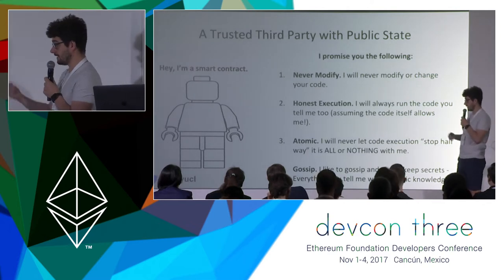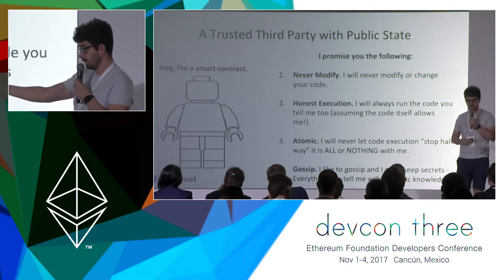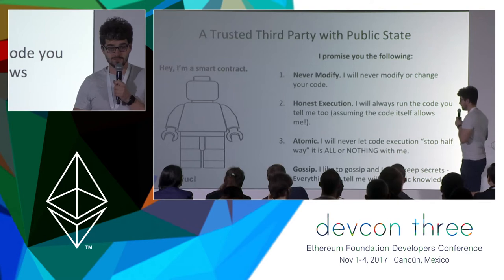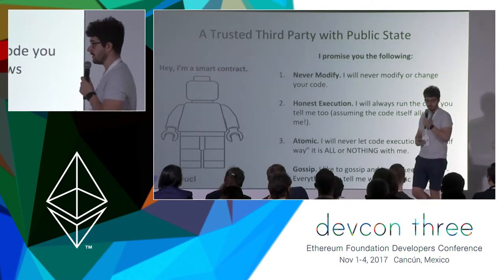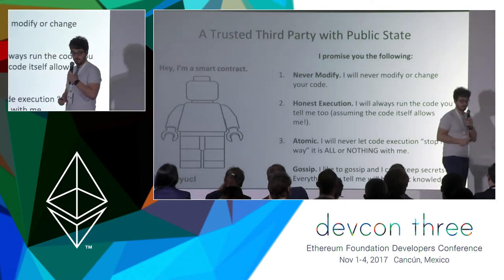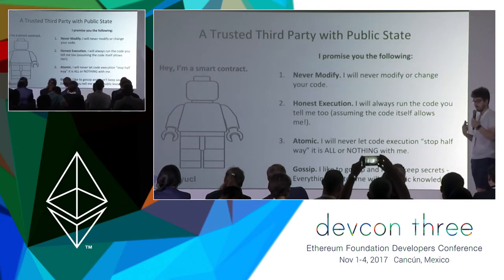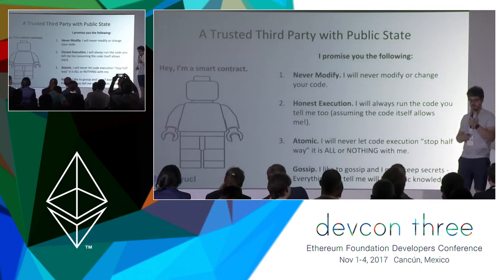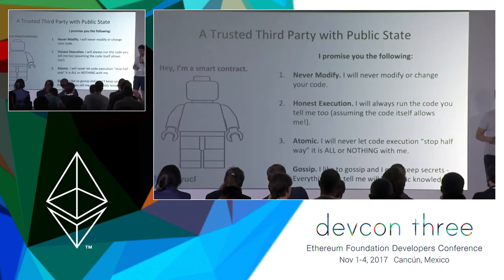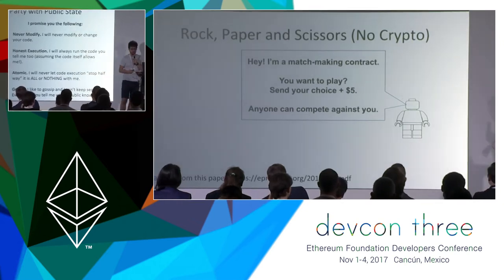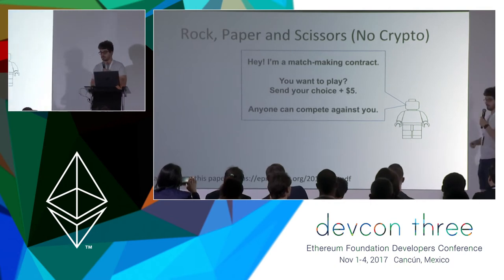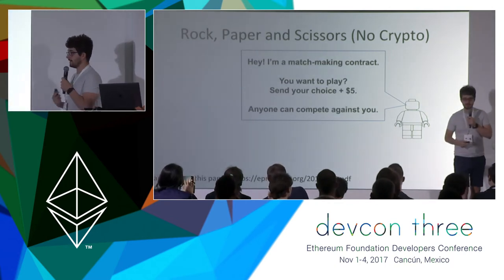Because it has public state and it's a little robot over there, it gossips. It reveals all our secrets. But it never modifies the protocol, and it will always faithfully execute our protocol on our behalf. And it's atomic. Either it runs the function or it won't. And using smart contracts, we can build really cool things. But first, let's consider a really simple example.